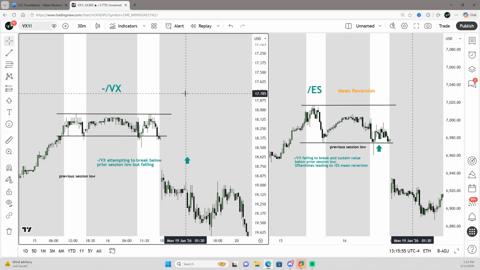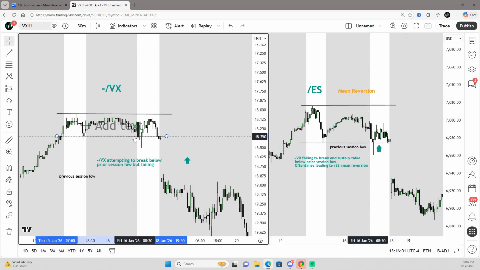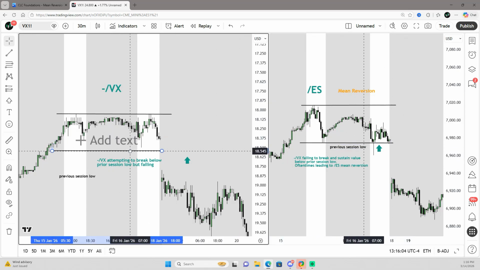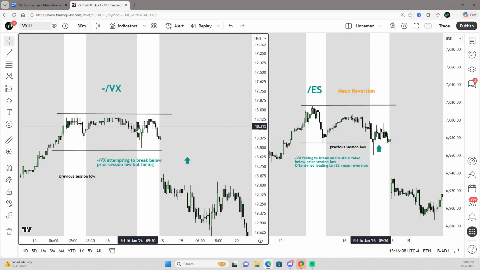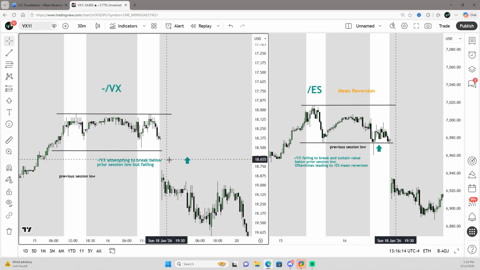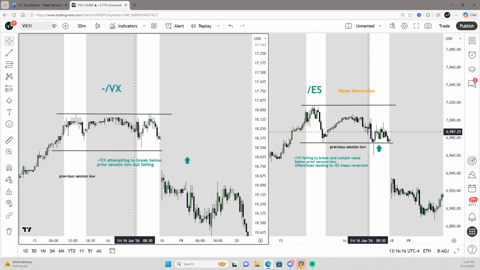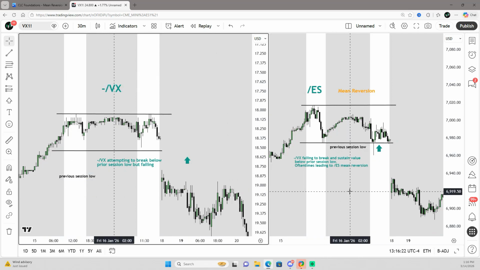Another example of typical behavior in the inverse VIX that typically leads to mean reversion within ES is this: let's say that the prior day low within VIX is right here, and that the inverse VIX never attempts to break below it. It never even reaches the previous day low. But we can see over here that ES did attempt to break below its previous day low. This is another condition that will typically lead to mean reversion.